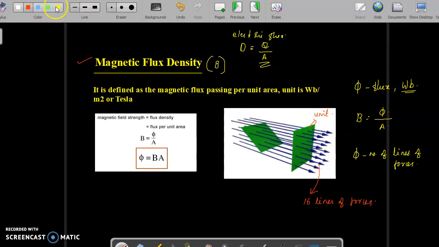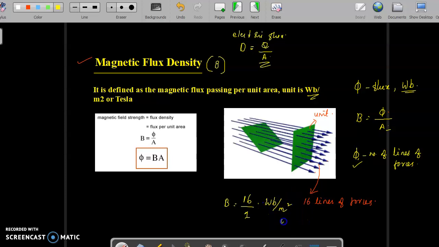So the magnetic flux density is the total number of lines of force, that is the flux, by area, where the area is the unit area. So the magnetic flux density is 16. Its unit is Weber per meter square, where Weber is the unit of flux and meter square is the unit of area.